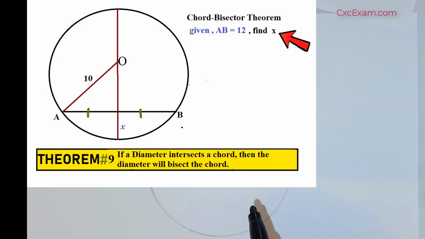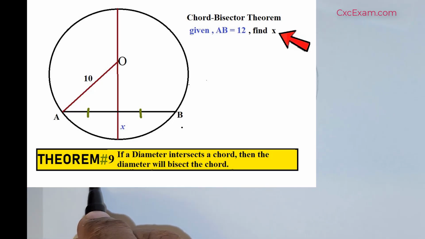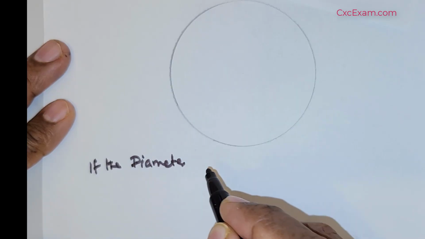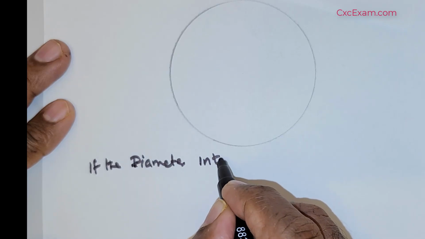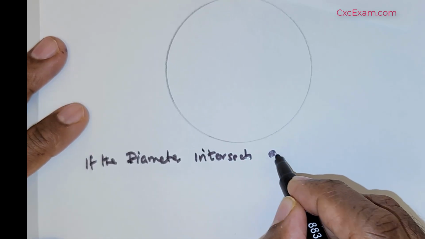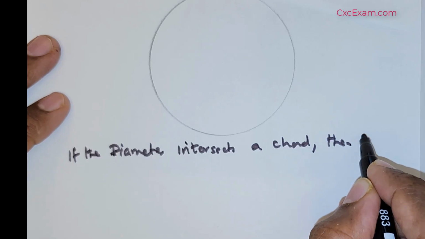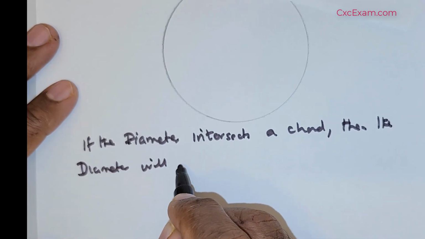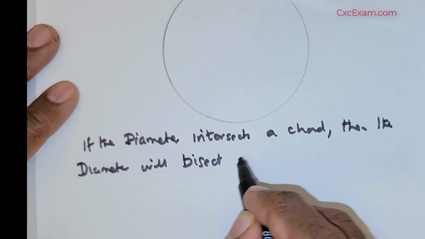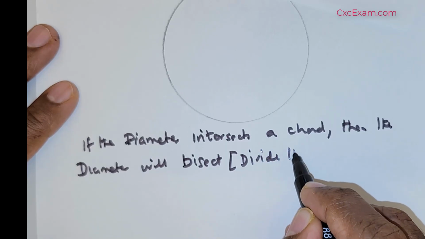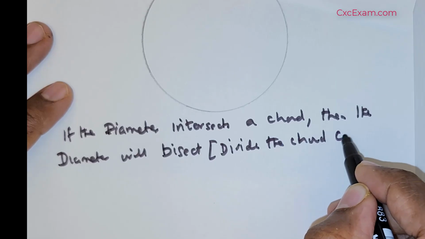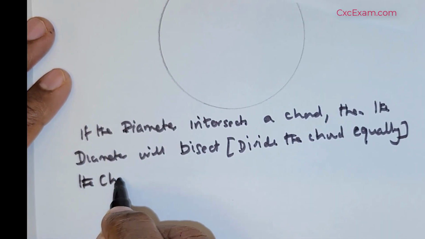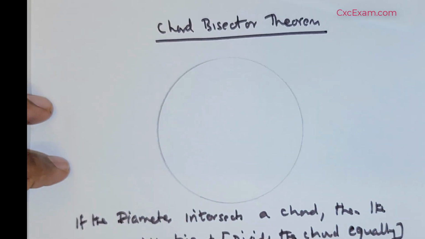The chord bisector theorem. So the statement is as follows: if the diameter intersects a chord, then the diameter will bisect, divide the chord equally. Right, so this is called the chord bisector theorem.